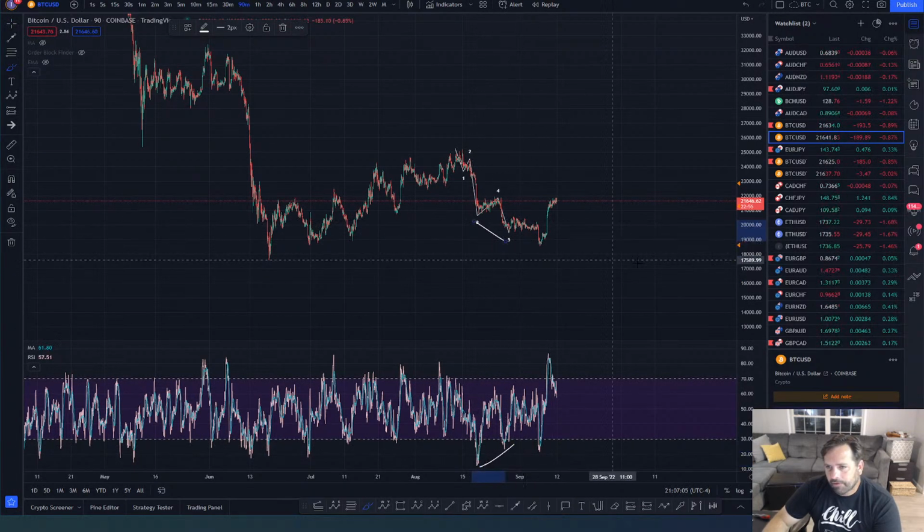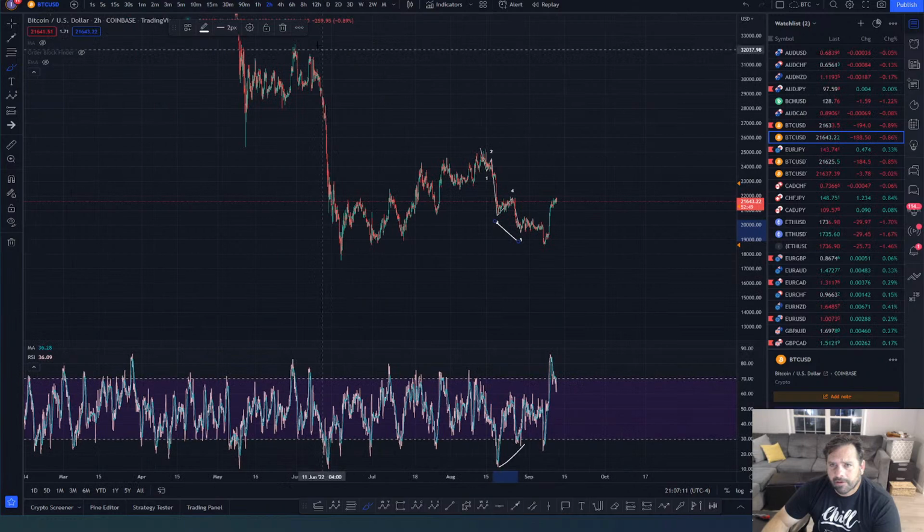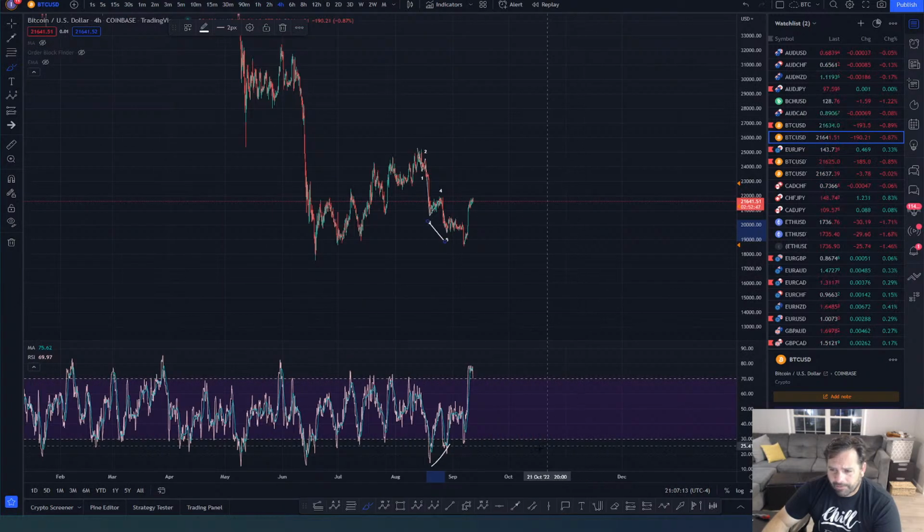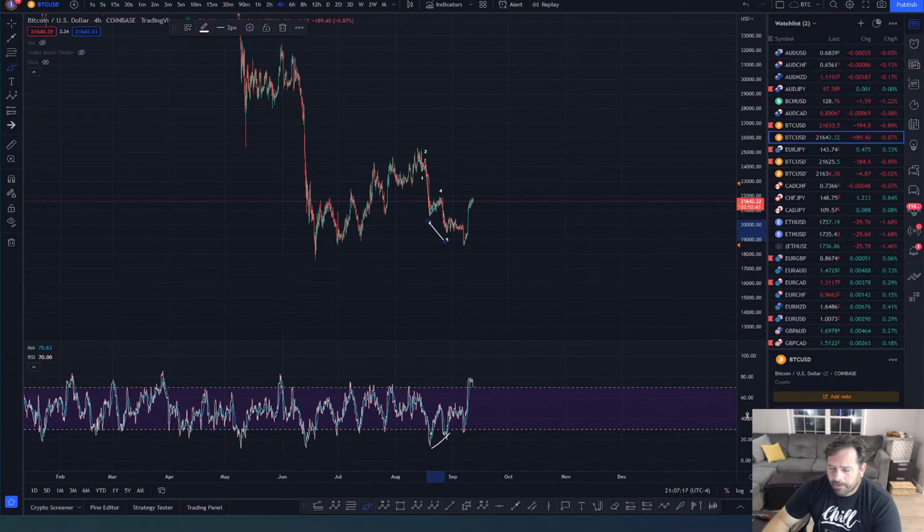Between the 3rd and the 5th wave, it looks really good. The 2-hour gives a nice picture. The 4-hour even gives a nice picture with that divergence. Everything looks gorgeous. All right, so that's a finished 5-wave move.